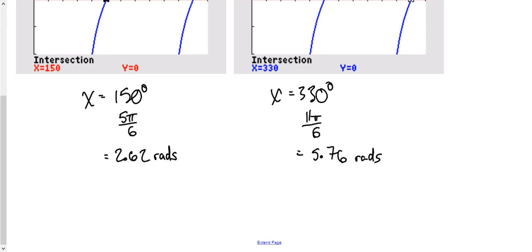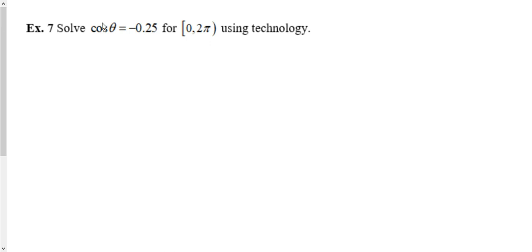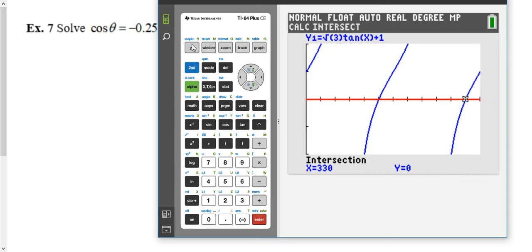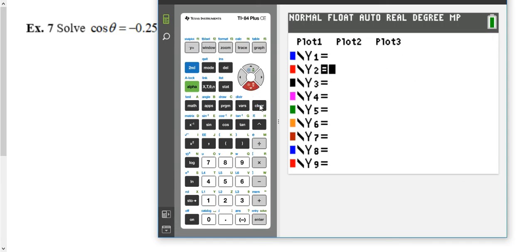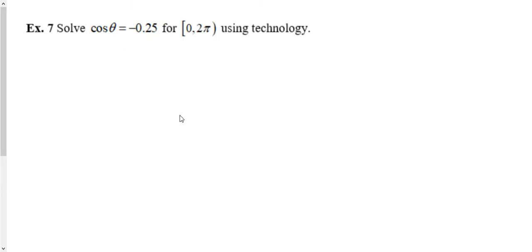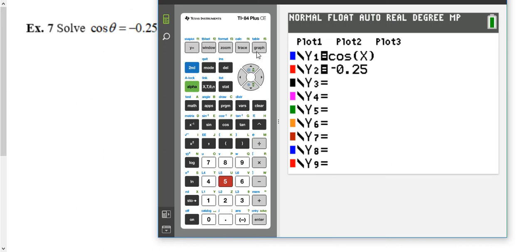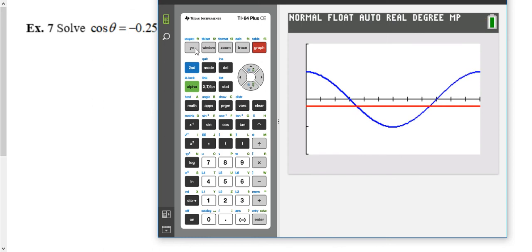There we go. In example 7 here, using technology, again, we do want to solve for this: cos theta equals negative 0.25. So let's go straight to our calculator. In y1 you have your cos x, and in y2, negative 0.25. There you go. And again, our domain for this one is between 0 and 2 pi, not including 2 pi. But what I want to do is do this in terms of degrees and then convert to radians. So my first answer here is right there.